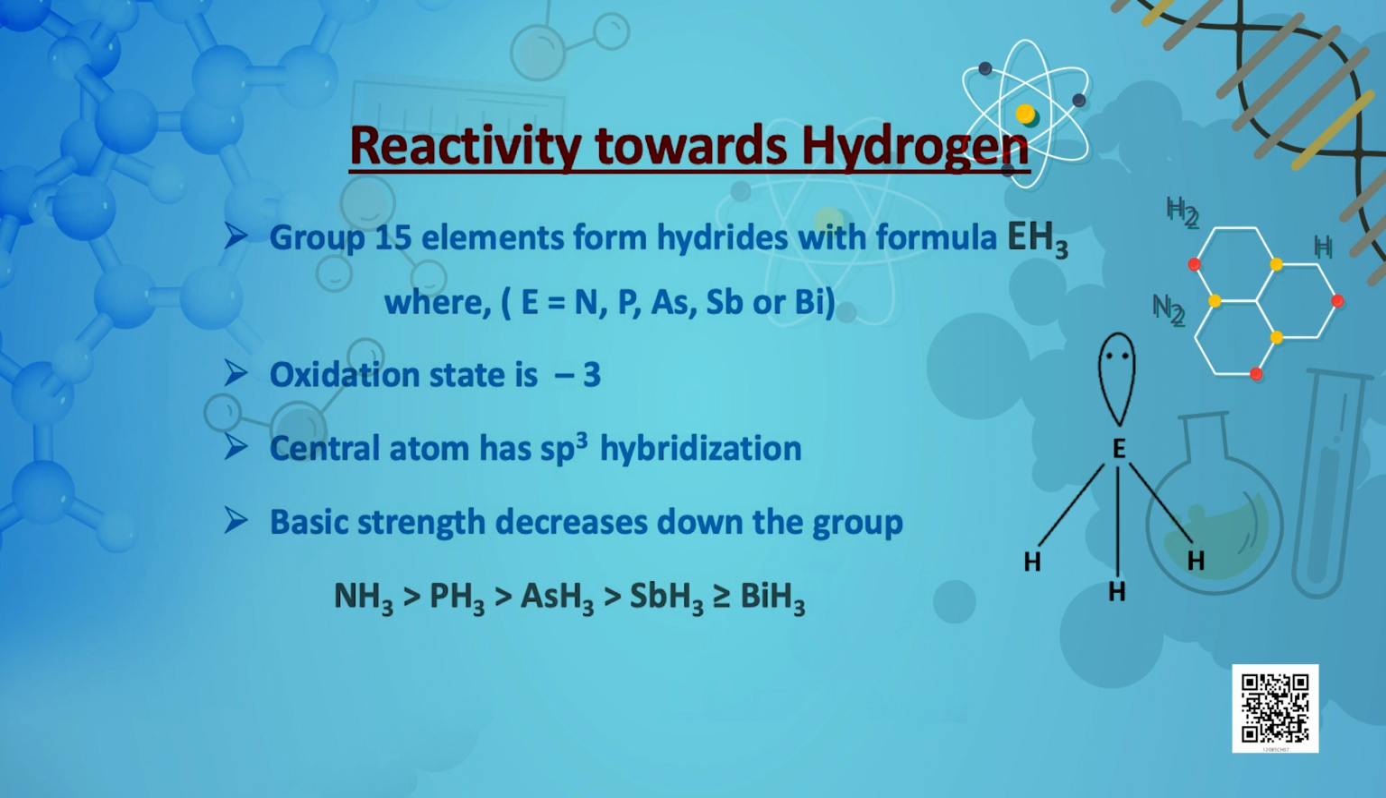The presence of one lone pair on central atom makes them Lewis bases, and basic strength decreases down the group among hydrides, that is, ammonia being most basic, followed by phosphine, then AsH3, antimony hydride, and last bismuth hydride.